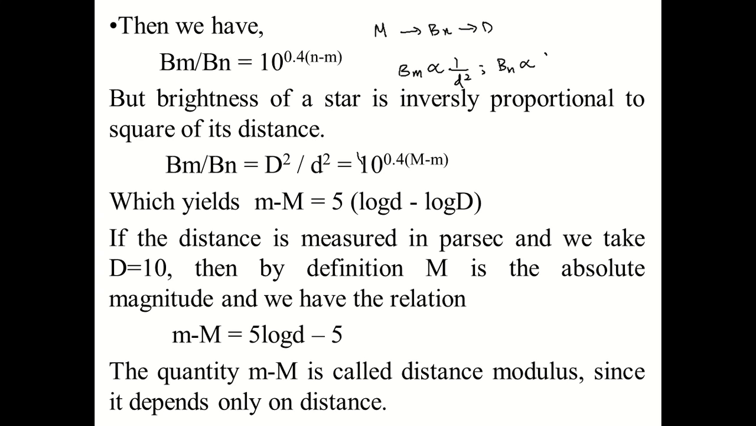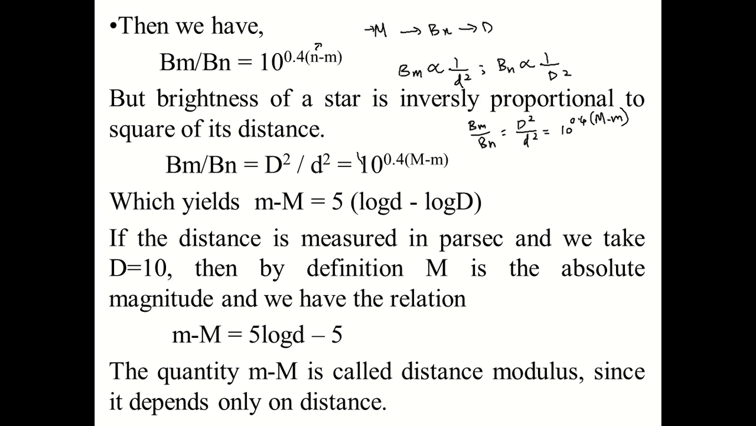and Bn will be proportional to 1 by capital D square. So from these two equations you can write Bm by Bn is equal to 1 by d square divided by 1 by capital D square, which will be capital D square by small d square, which according to this equation is 10 raised to 0.4 into (capital M minus small m).